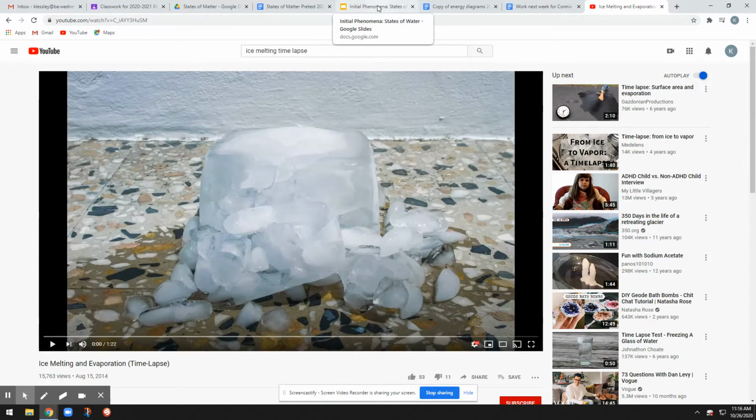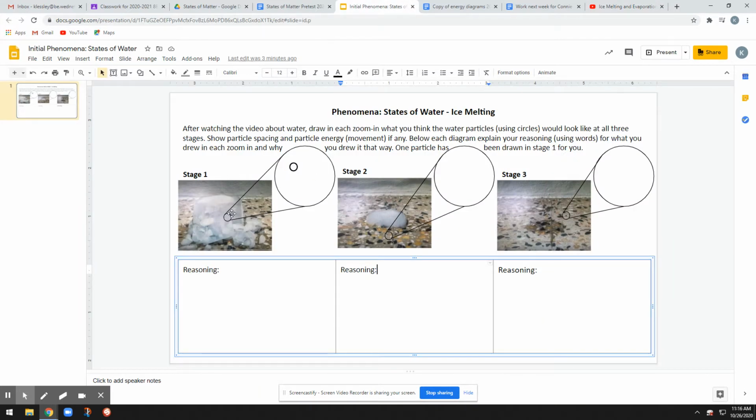So in your first diagram, this zoom in circle would be zooming into the ice and the circles would be showing particles. So what you're going to do is you are going to copy and then paste the circles as ice particles in this zoom in based on what you think it would look like for ice.